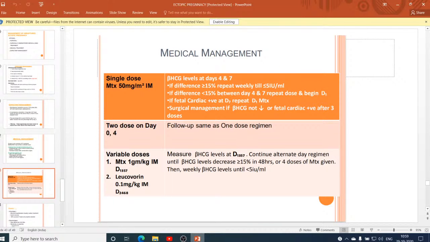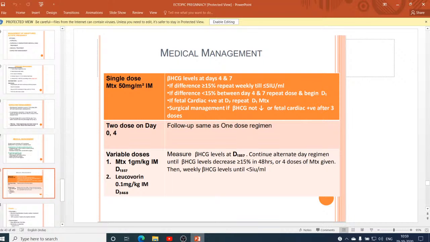So, here is the table: medical management, single dose of methotrexate 50 mg per meter square. According to that dose, we have to give intramuscular. Beta HCG level should be followed at day 4 and day 7. If difference is greater than 15, repeat weekly till less than 5 international units. If difference is less than 15 between day 4 and 7, repeat dose and begin day 1. If fetal cardiac positive at day 7, repeat day 1.